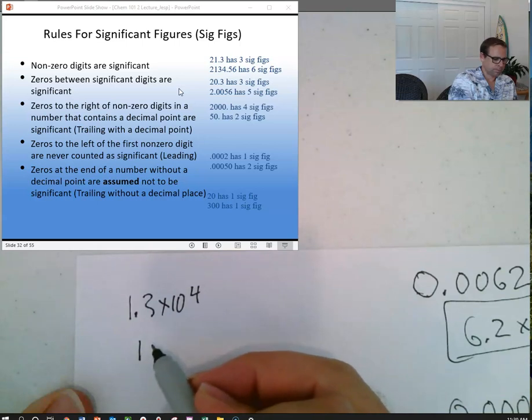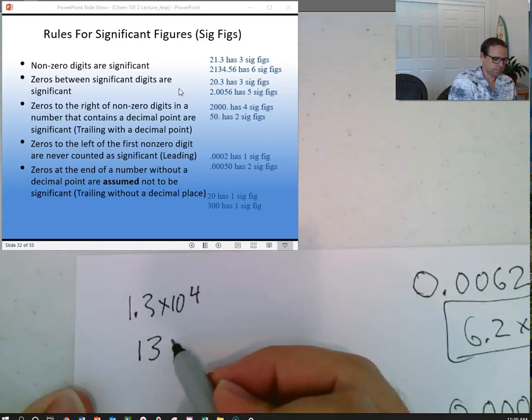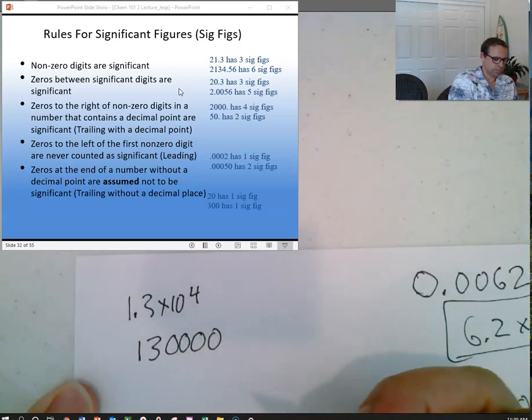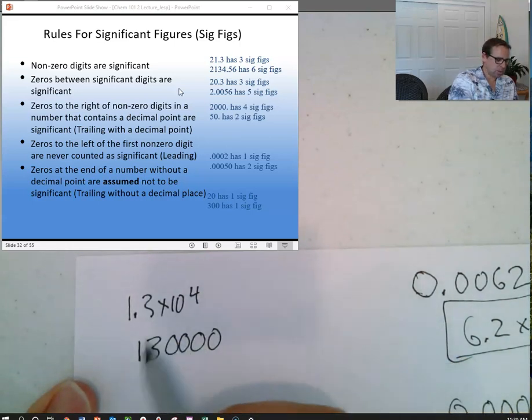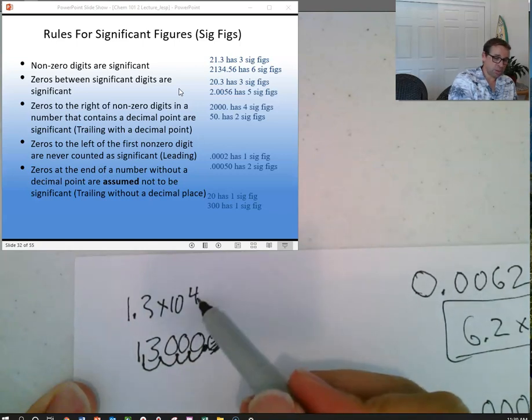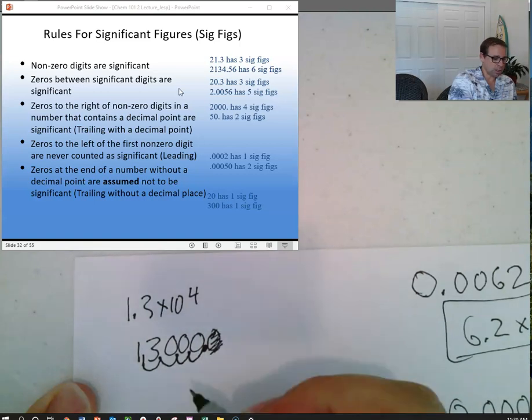One, 3, 0, 0, 0, 0. Like that? Yeah. So you started right here, and then you moved the decimal place how many times? 4. 1, 2, 3, 4. So shouldn't it stop there? Oh yeah. It doesn't have 4 zeros, does it? It moves the decimal place 4 times, right?